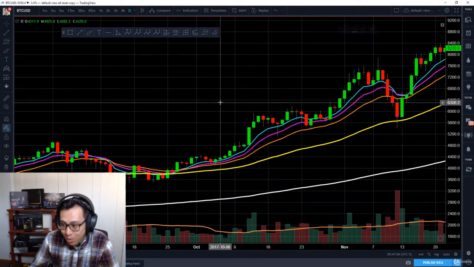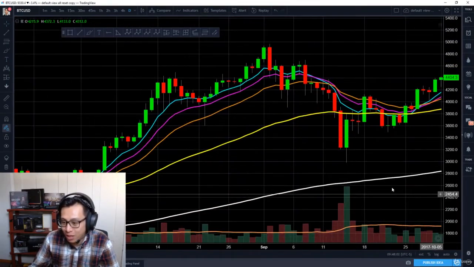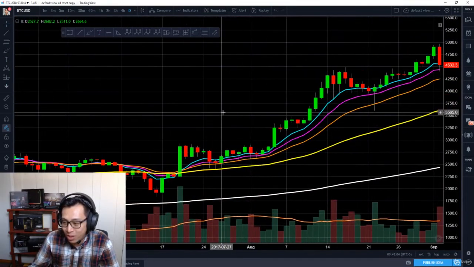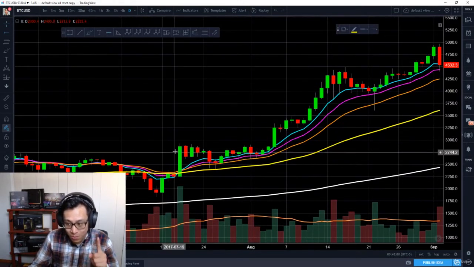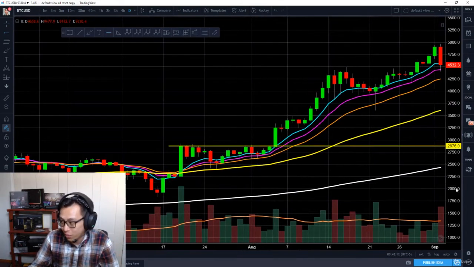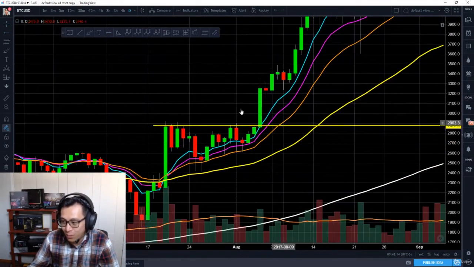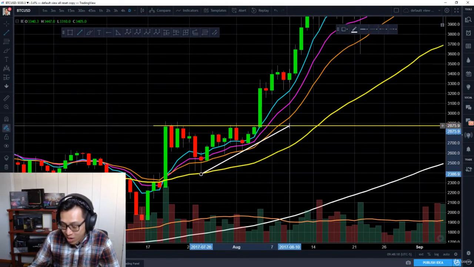So for example, on Bitcoin, we can honestly look on any time frame, okay? Let's say we go even farther back over here. Let's say we look at here. First thing that you do, step one, is identify the resistance, right? So if you look at it very closely here, what pattern do you guys see? You see an ascending triangle, right?